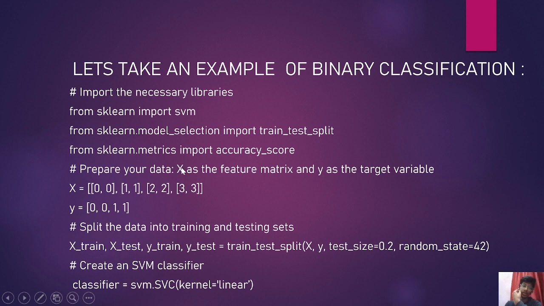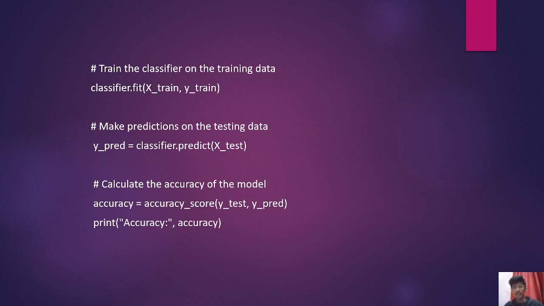Coming to this, prepare your data. X is the feature matrix and y is the target variable. These are the data and variables, and we are splitting them into training data and testing data. Then we create a classifier, and the classifier will fit the X training data. So we will be fitting the training data into the classifier.